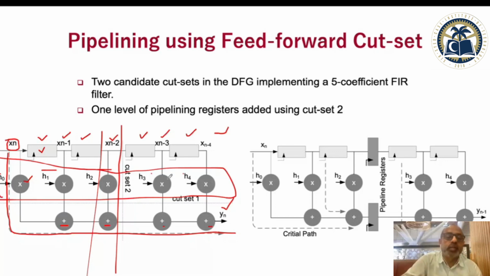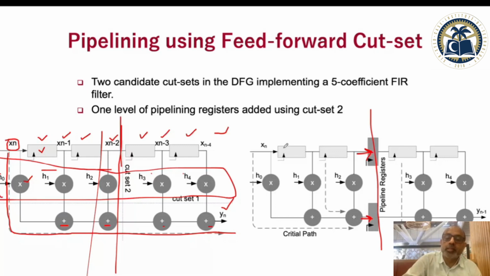So let's say you have decided to put your cut line here. All the paths from input to output must see the same number of registers. So on this cut set line there are only two paths. One path is this, the other path is this, and so you are putting a pipeline register here and here.